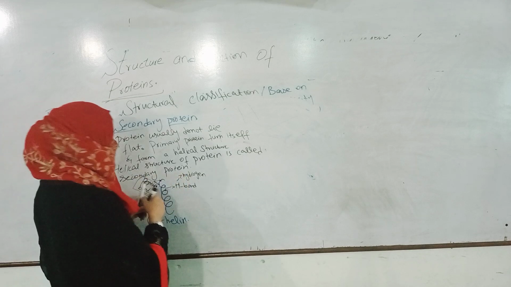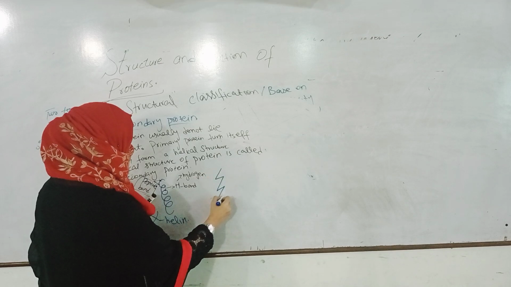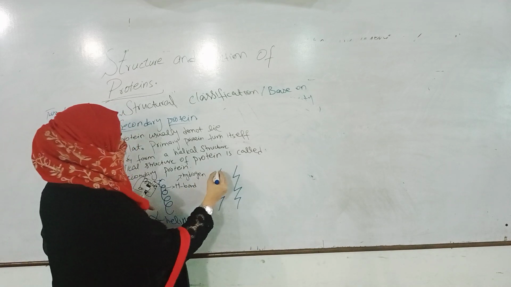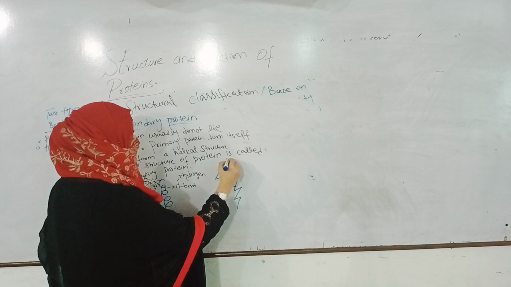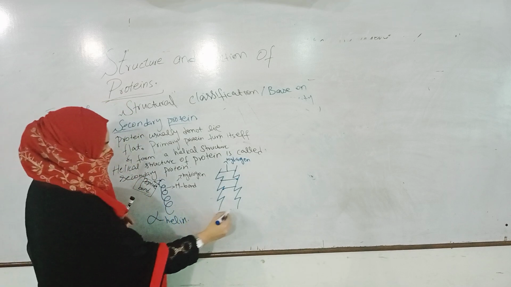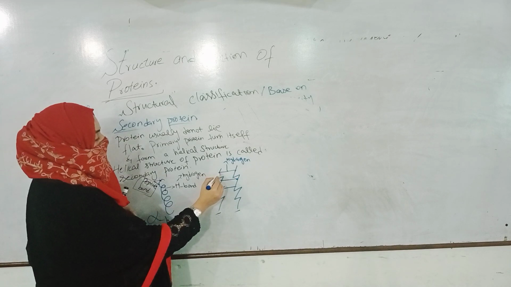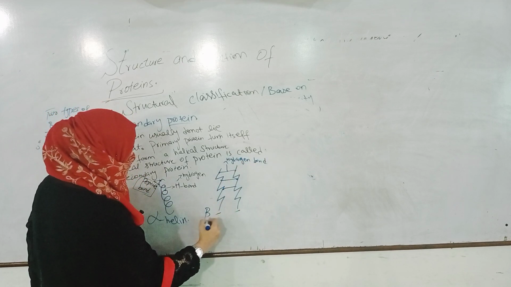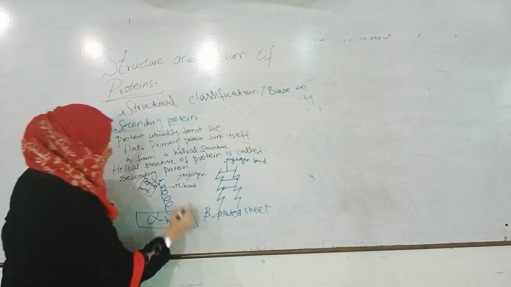A secondary structure may be of another type, which is called a beta pleated sheet. This would be like so. For example, this is one helical structure and this is another helical structure, and in these structures amino acids are joined together by hydrogen bonds. If there are two polypeptide chains in the secondary protein, and the amino acids of these two chains are joined together by hydrogen bonds, such a structure is called a beta pleated sheet. But the most common structure of the secondary protein is the alpha helix.